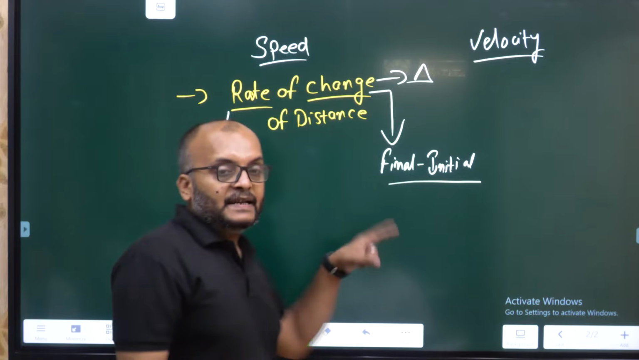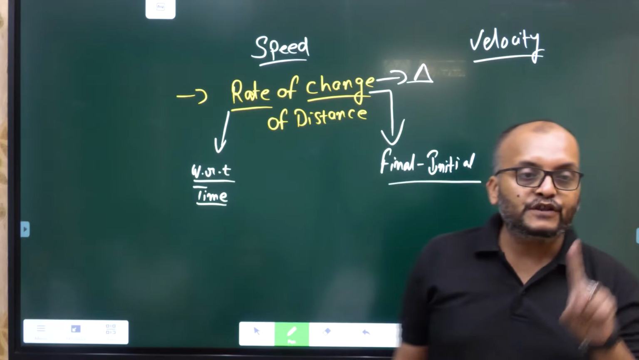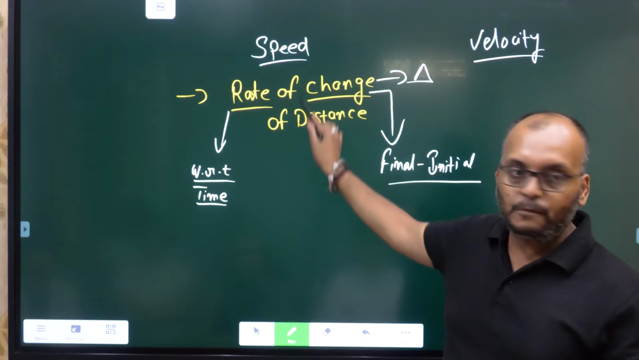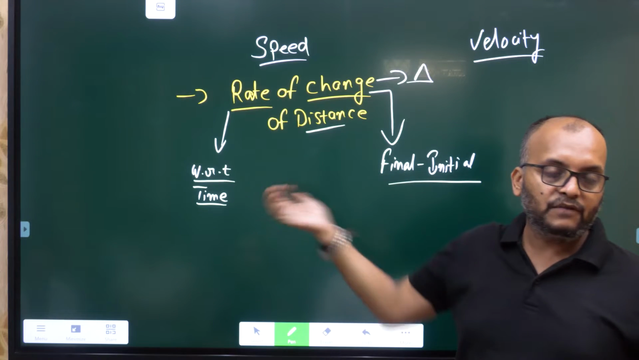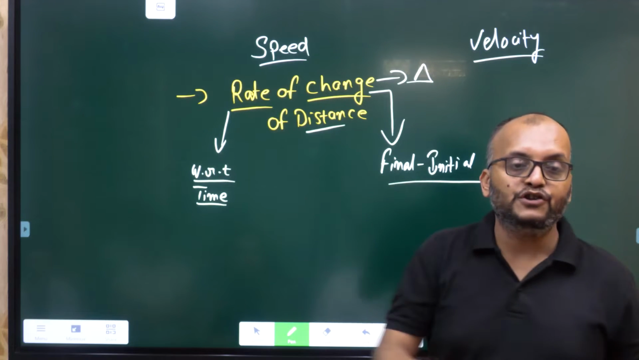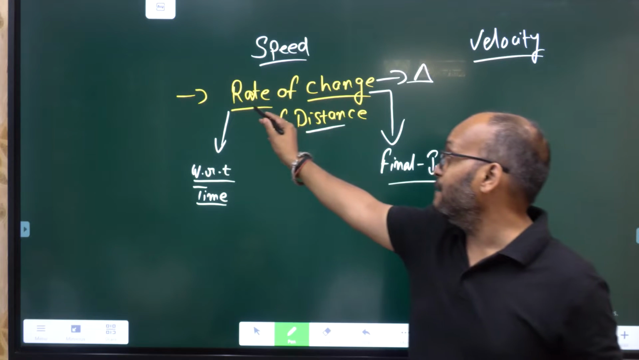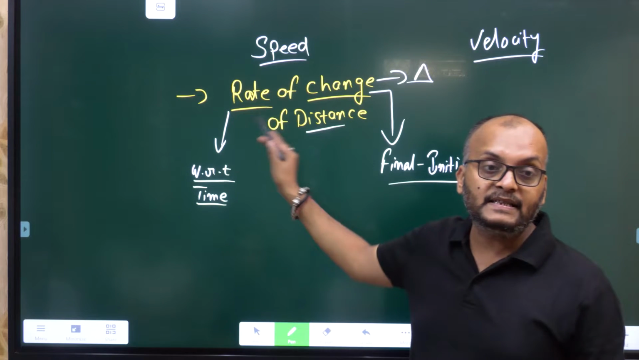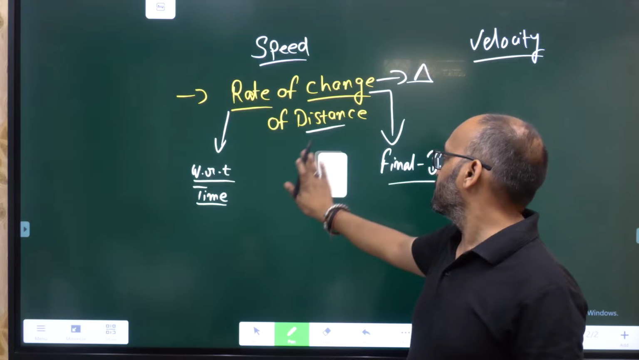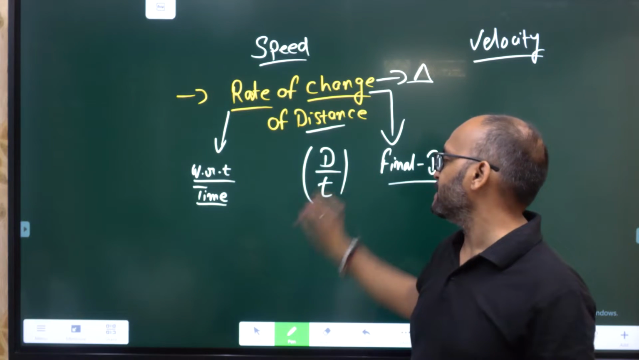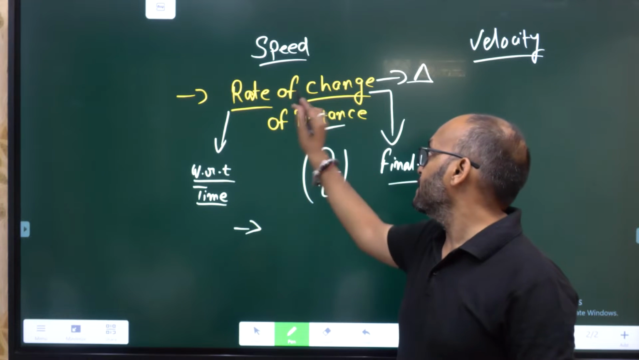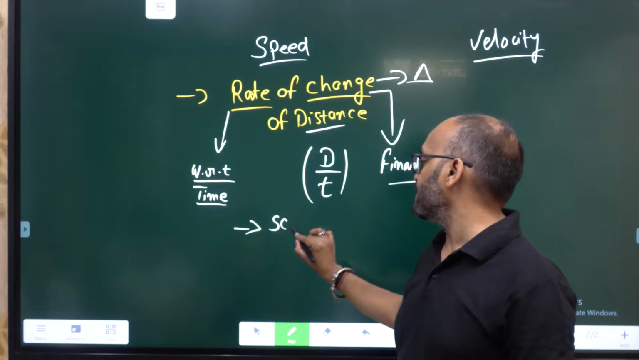So what is speed? It is rate of change of distance. That means final distance traveled or final position minus initial, divided by time. Why? Because it is saying rate. So I am writing distance with d and time with t. That's what speed is.